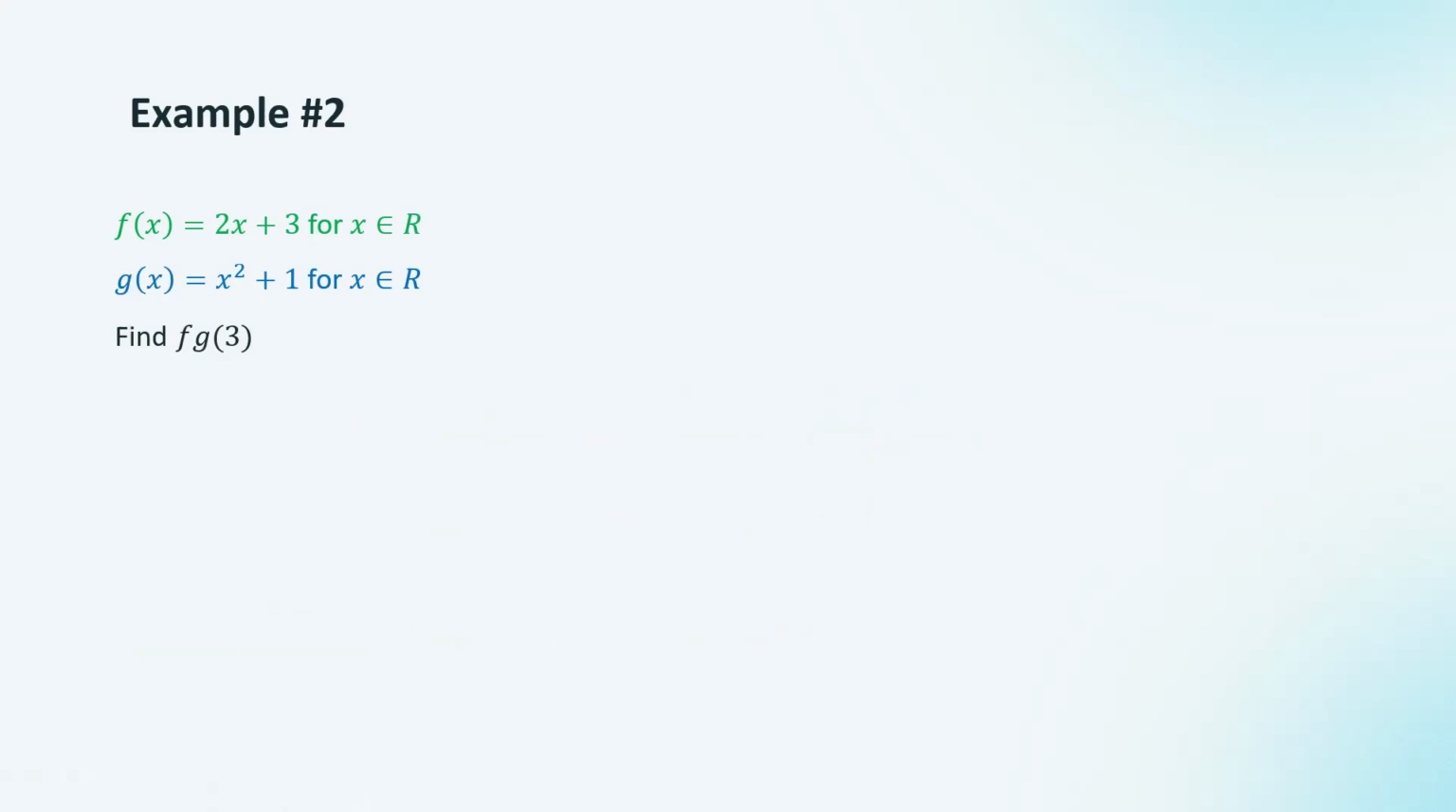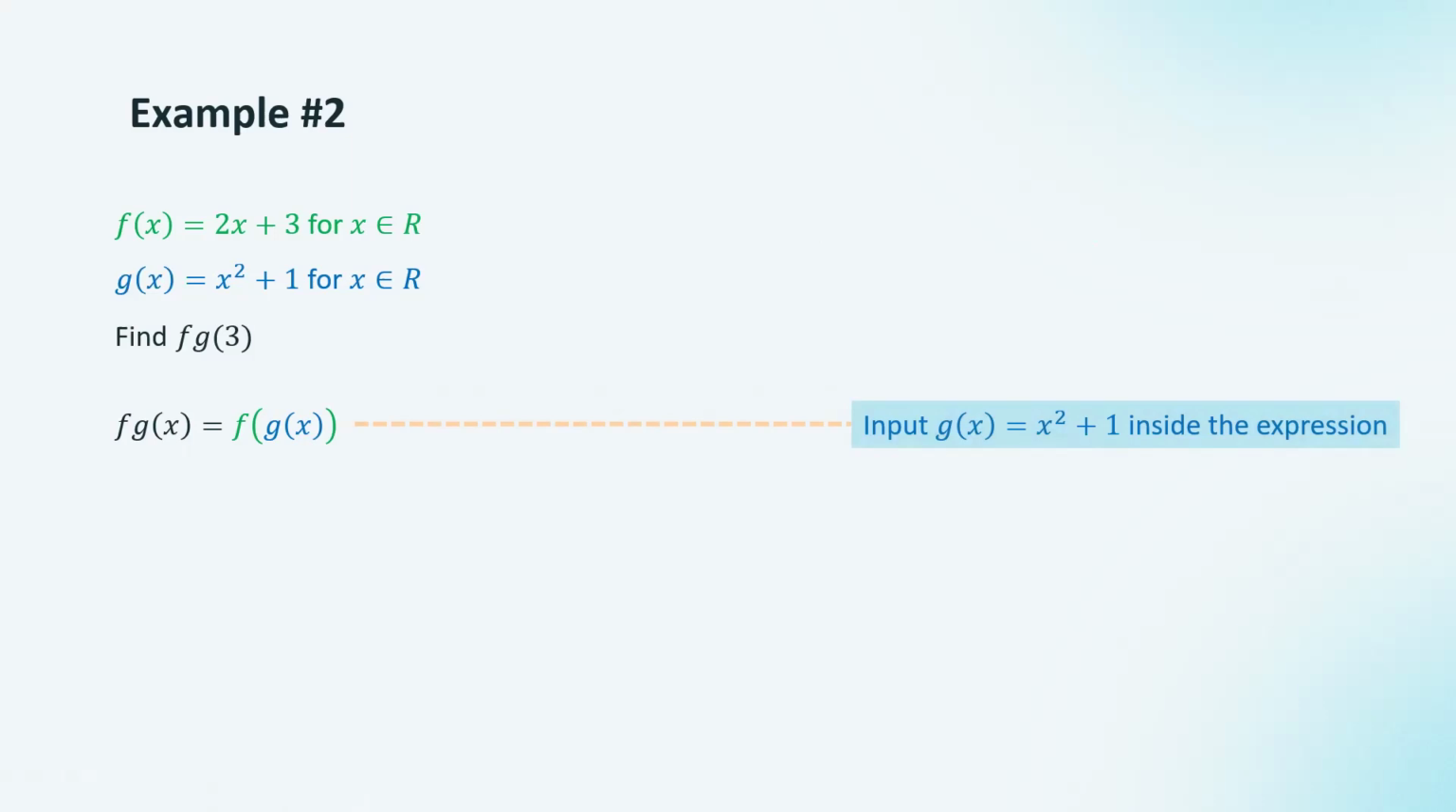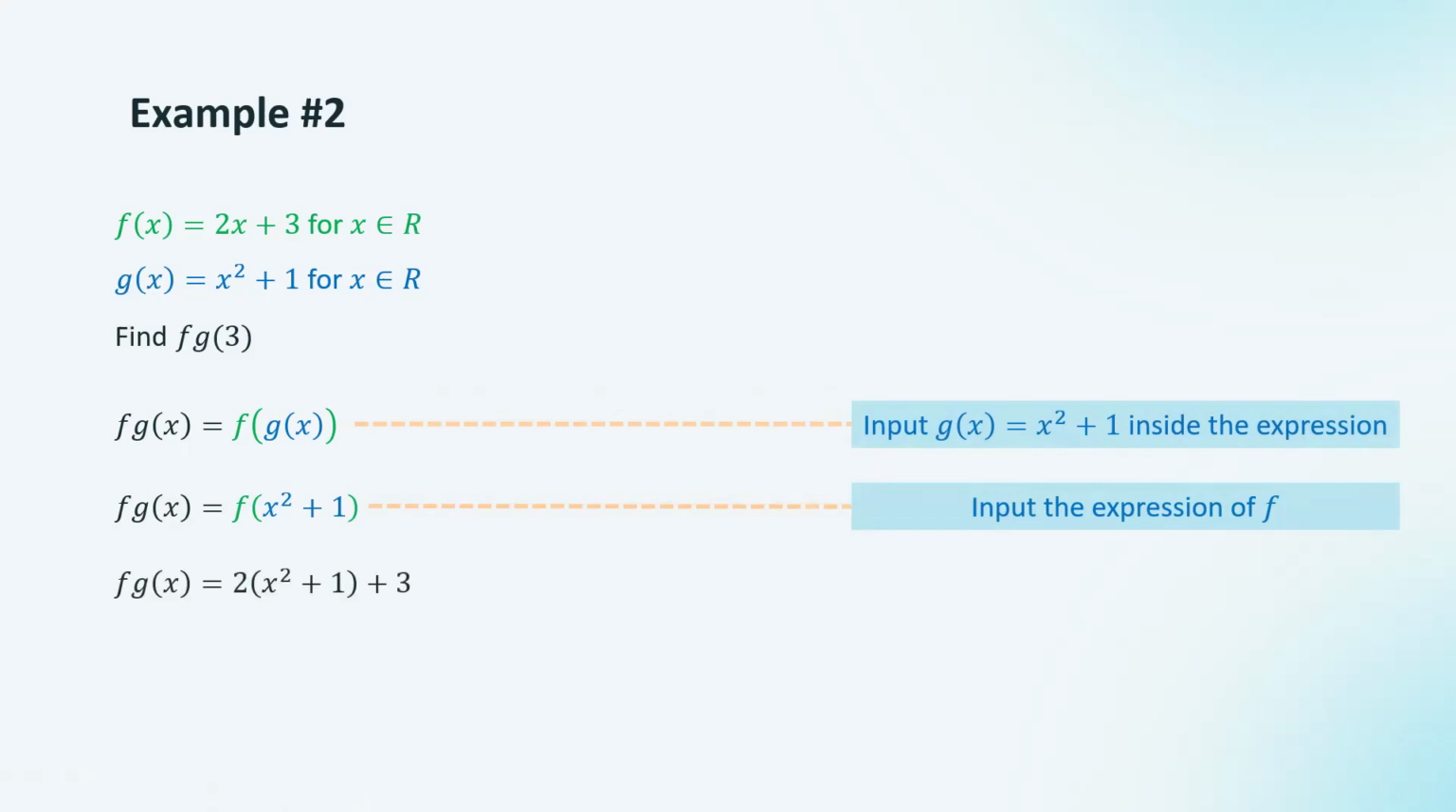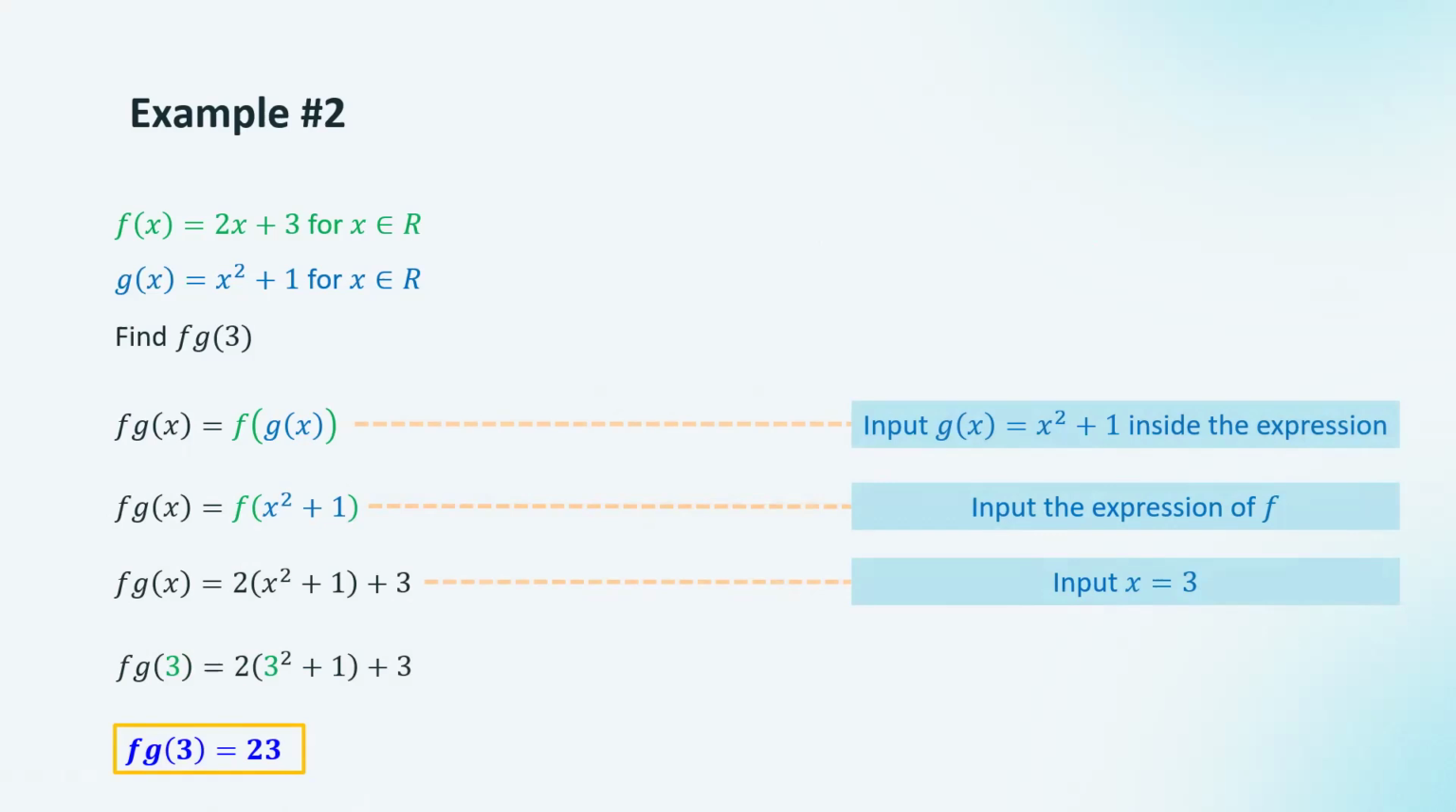The first step, again, we can find the composite function first. So fg(x) is equal to the function f with g(x) as the input. We can substitute g(x) equals x squared plus 1, input it into the expression, and then we are going to get something like this. And then we can input the expression of f. So we got that the composite function is going to be in this form. Now we can input x equals 3, which will look like this. So in the end, we know that fg(3) is equal to 23.